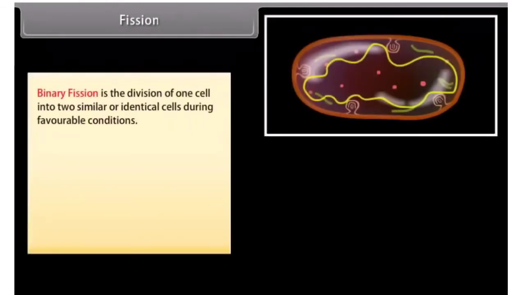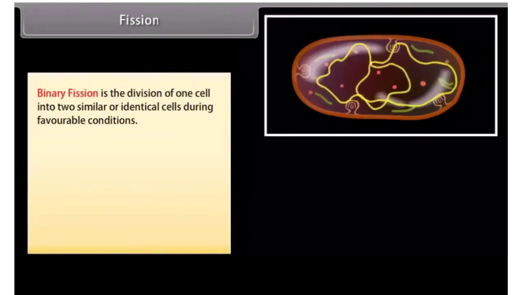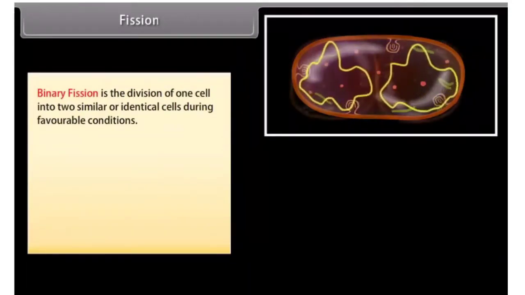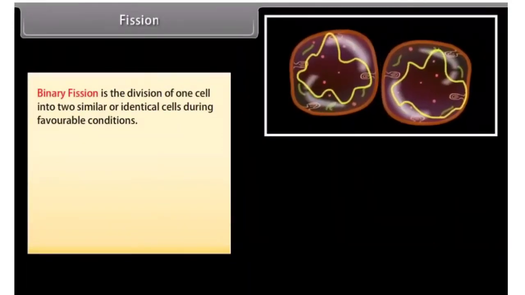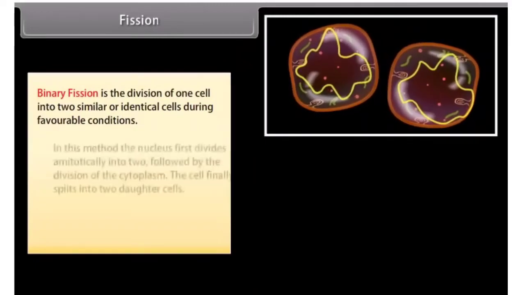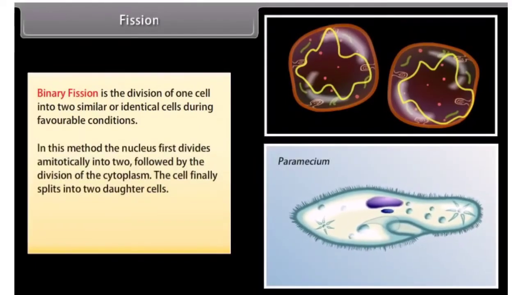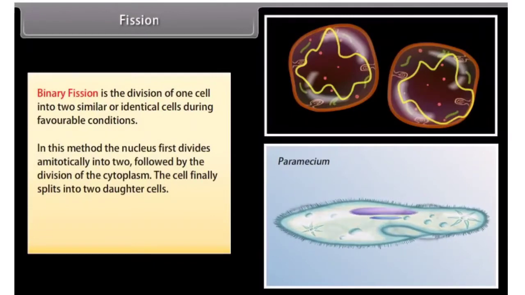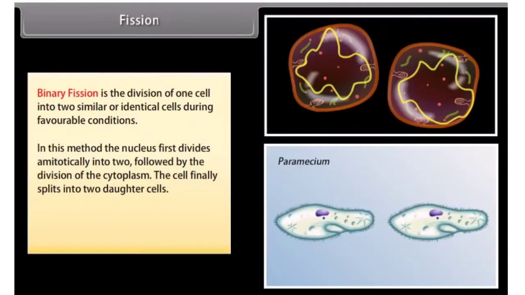Binary fission is the division of one cell into 2 similar or identical cells during favorable conditions. In this method, the nucleus first divides amitotically into 2, followed by the division of the cytoplasm. The cell finally splits into two daughter cells. Examples: bacteria, yeast, euglena, amoeba, and paramecium.